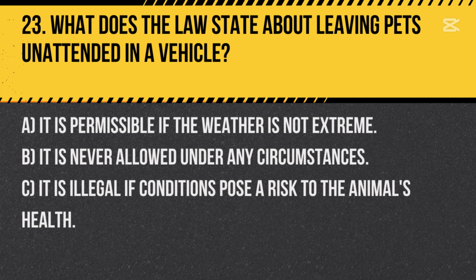Question 23. What does the law state about leaving pets unattended in a vehicle? A. It is permissible if the weather is not extreme. B. It is never allowed under any circumstances. C. It is illegal if conditions pose a risk to the animal's health. Answer C. It is illegal if conditions pose a risk to the animal's health. Colorado law prohibits leaving pets in vehicles under conditions that could cause them suffering, harm, or death.